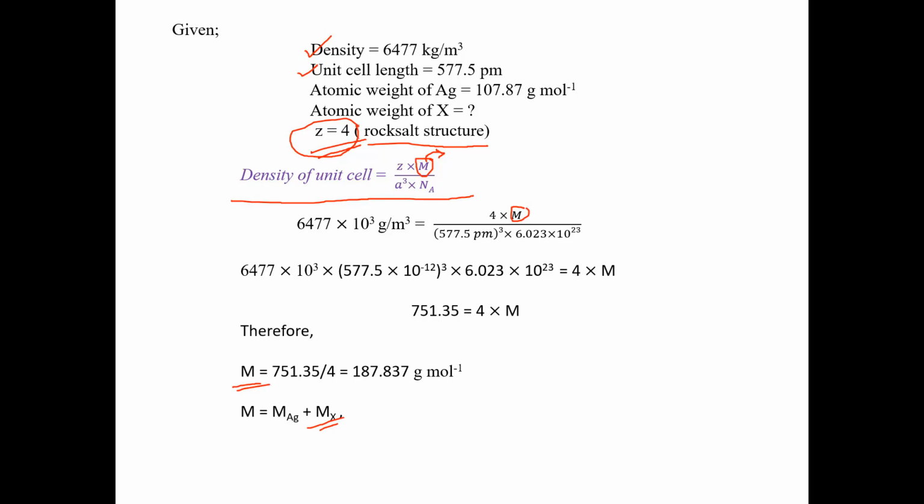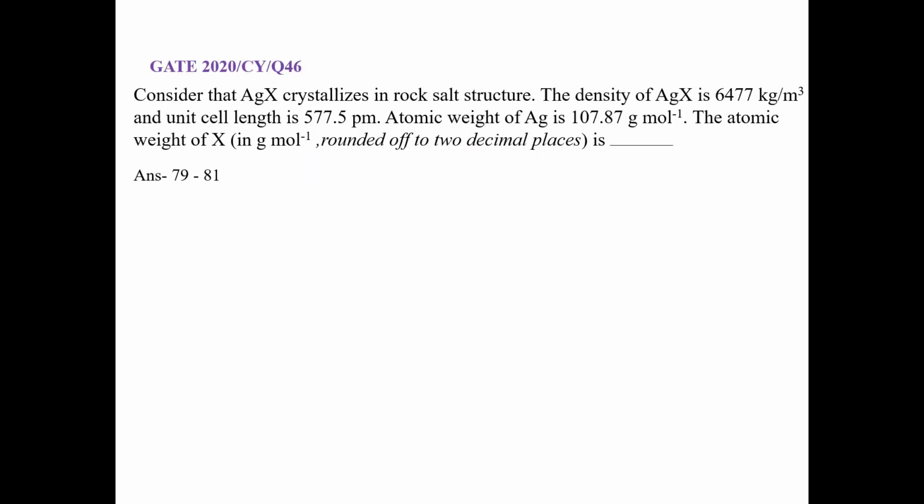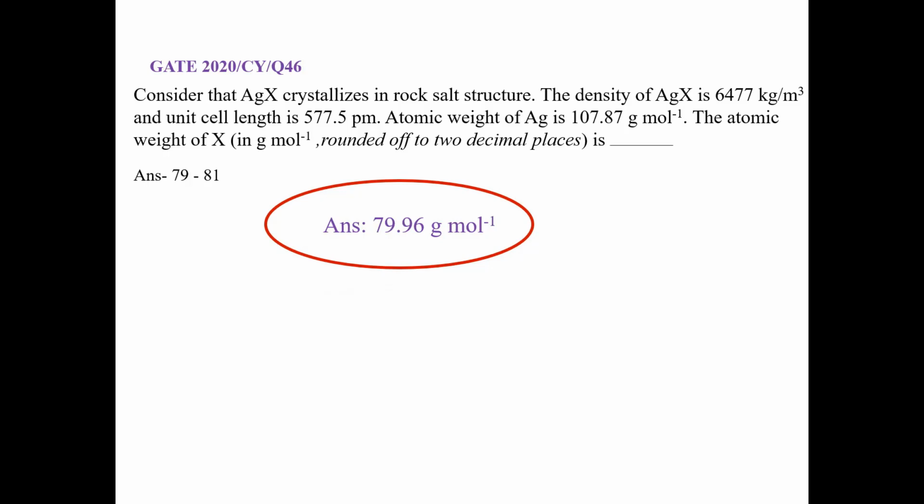For that, we can calculate the value of Mx, which is equal to the value of M minus the value of M of Ag. Doing so, we get the value of Mx equal to 79.967 gram per mole. The answer key given by GATE is 79 to 81, and the answer that we got is 79.96 gram per mole, which comes in this range.